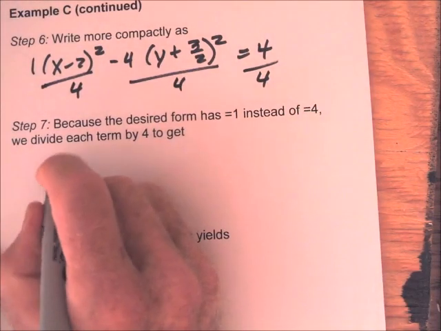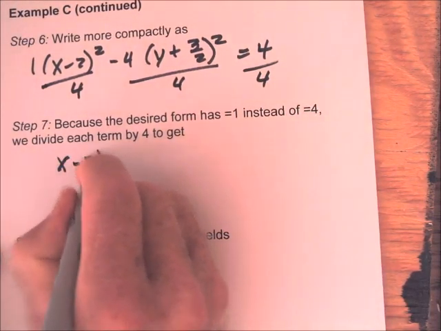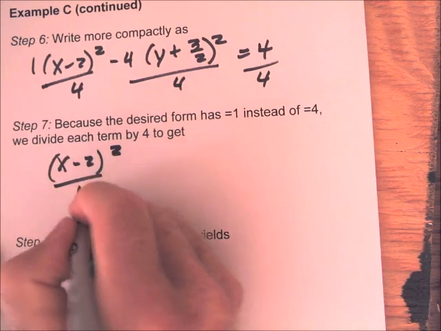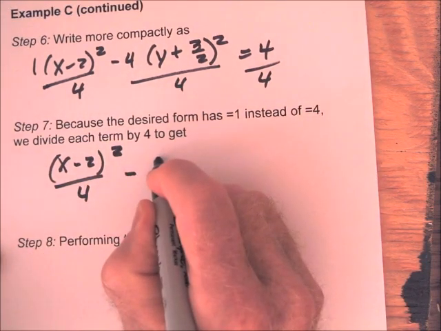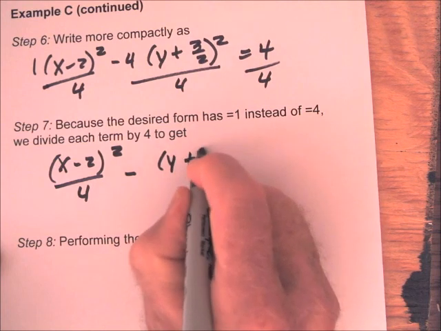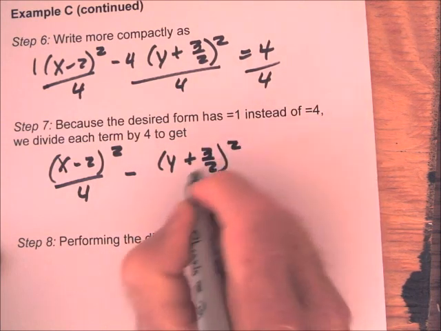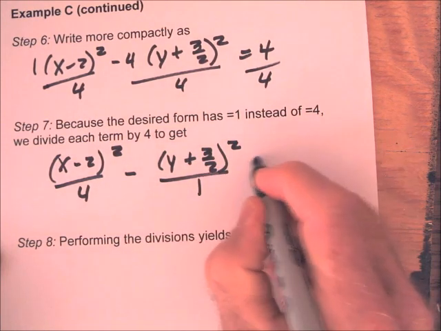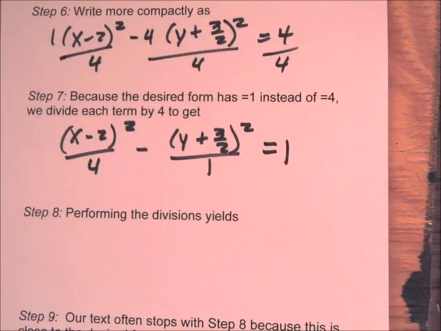And that'll give us (x minus 2) quantity squared over 4 minus (y plus 3 halves) quantity squared over 1 is equal to 1. So now it's in the standard form, and a lot of times the book will leave it like this because it's close enough to the standard form to identify the features.